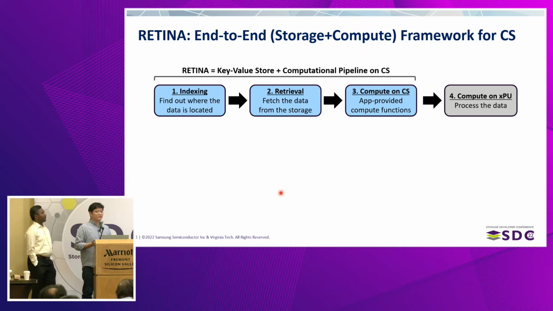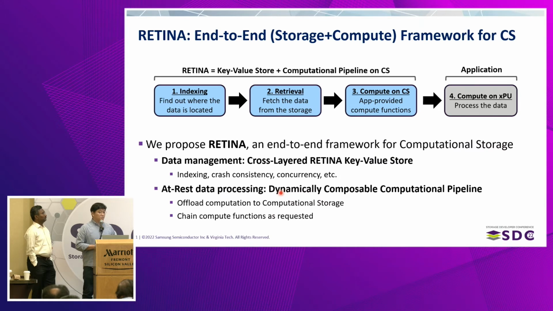So essentially, it conceptually consists of the key value storage engine plus the computational pipeline on the computational storage device engines, right? So basically, in this talk, we wanted to propose RETINA, which is an end-to-end framework for computational storage. As I told you, RETINA consists of two parts. One is the data management part. Essentially, that's the key value storage engine.